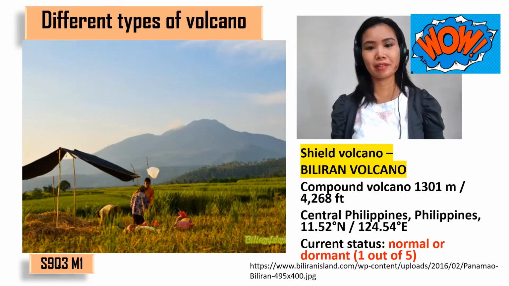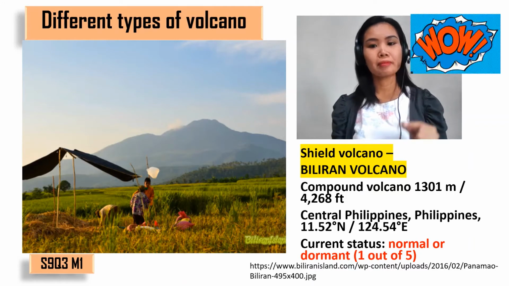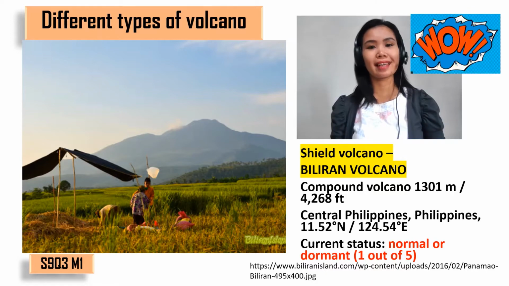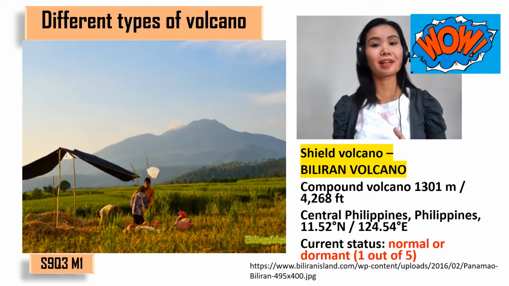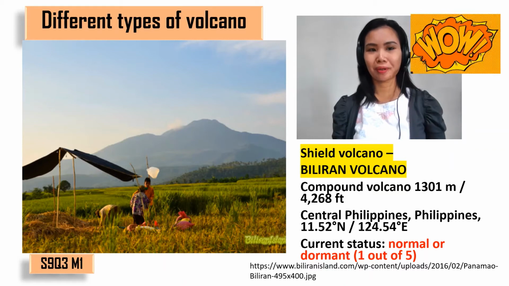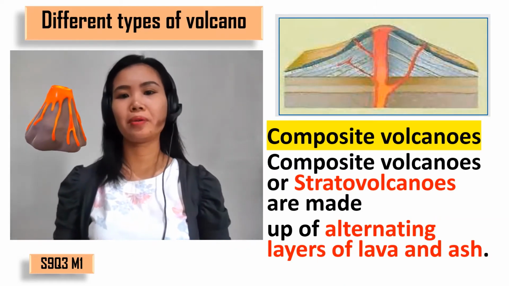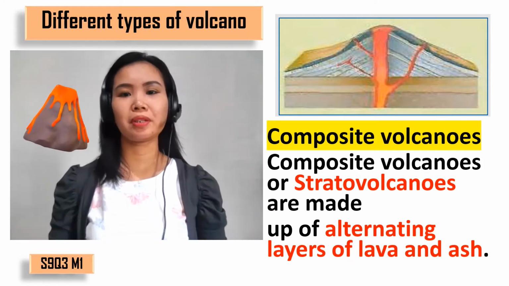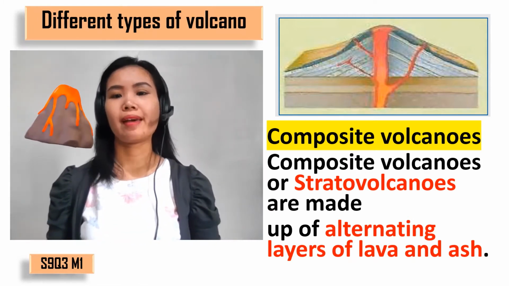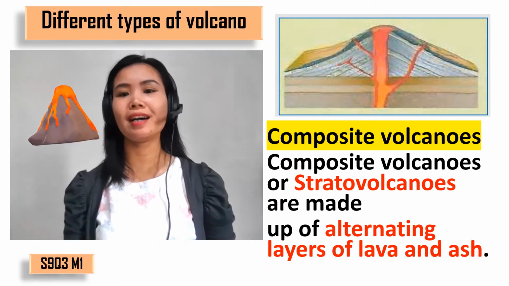So what we have here is a picture of a type of shield volcano here in the Philippines, and that is Biliran volcano. And did you know that its current status is, okay, very good, normal or dormant. Another type of volcano is the composite volcanoes or stratovolcanoes, and they are made up of alternating layers of lava and ash.